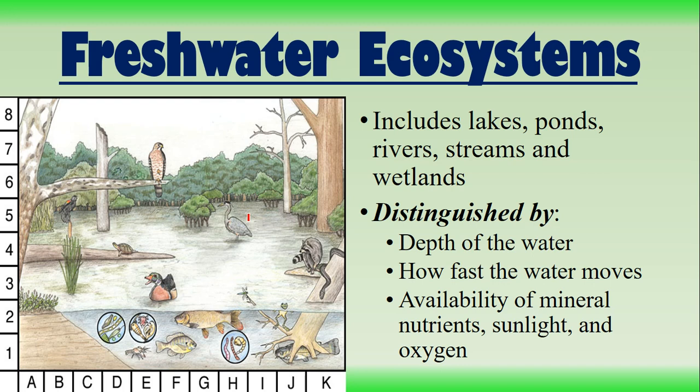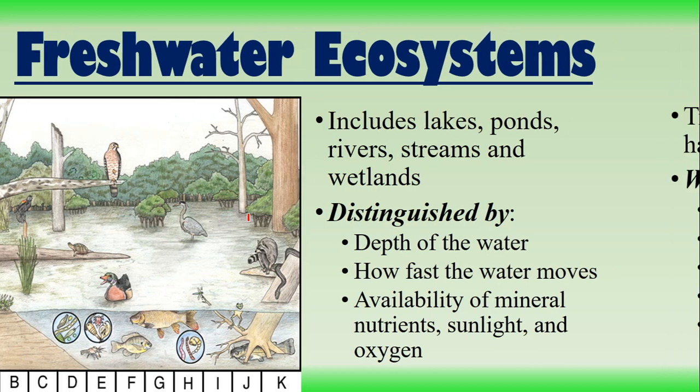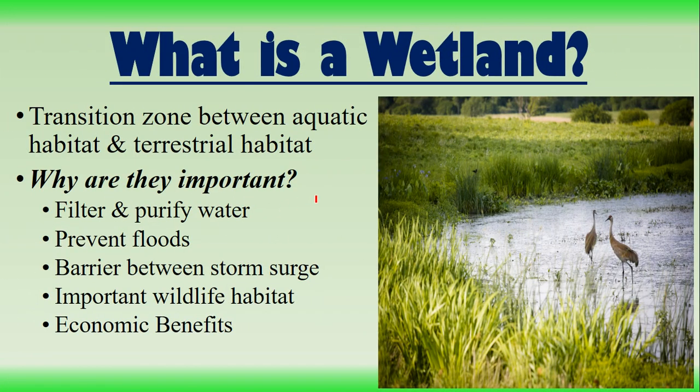So freshwater ecosystems, we're talking about stuff like lakes, ponds, rivers, streams, and wetlands. And they're distinguished by the depth of the water, how fast the water moves, and availability of mineral nutrients, sunlight, and oxygen. Now, what is a wetland? I think wetlands are one of the most important biomes out there personally, because they do so much. A wetland is a transition zone between an aquatic habitat and a terrestrial habitat. So you're going to have animals that live aquatically here, but you're also going to have some land animals at the same time.